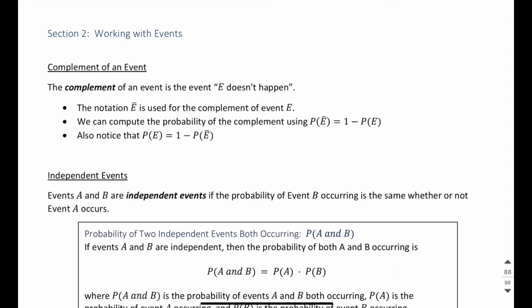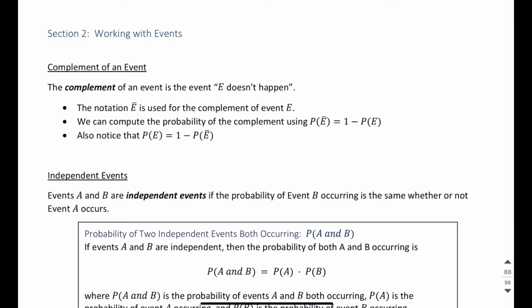In section 2, let's take a look at some events in more detail, in particular, focusing on multiple events. So the first is the complement of an event. The complement of an event is the event that event E does not happen.